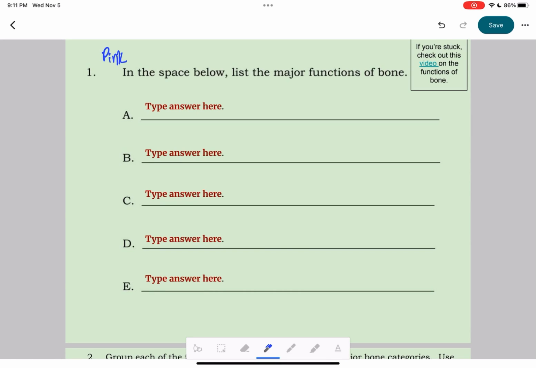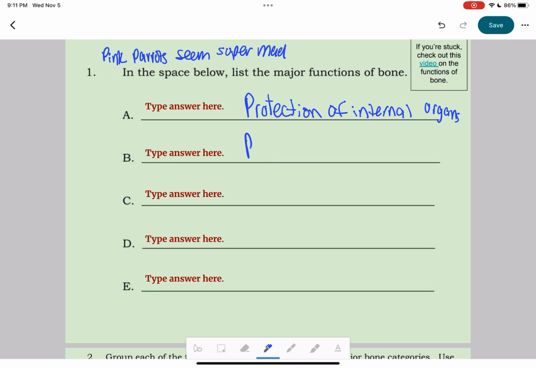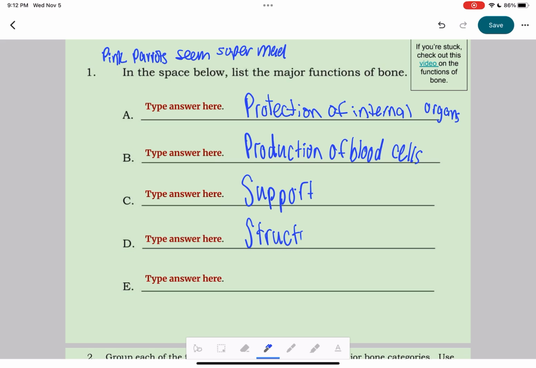Okay, so this is the anatomy of bones at the cellular level. I remember this first part by Pink Parrot Seems Super Mad. So the first function of bone is protection of internal organs. The second one is production of blood cells. The next one is support and structure and movement.